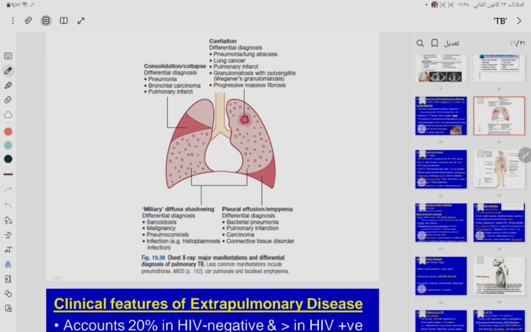So I might just stop on this for a sec. Why consolidation? They put bronchial carcinoma as a differential in the consolidation. Does anyone know why? Why consolidation, collapse? They put bronchial carcinoma in the differential. What does that mean?